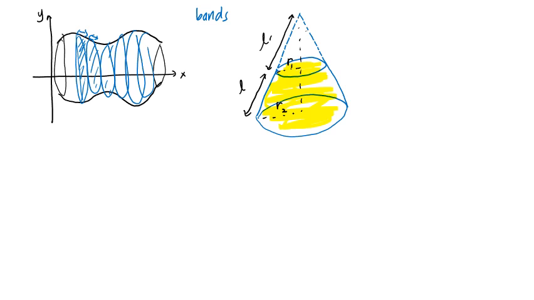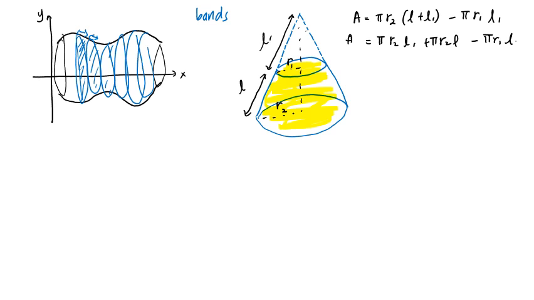So what we can do is get the area equal to the area of the bigger cone minus the area of the smaller cone that we want to remove. The area of the bigger cone is pi R2 times (L plus L1), minus the area of the smaller cone, pi R1 L1. Then we can expand and simplify this expression: A equals pi times (R2 minus R1) L1 plus R2 L. Okay, this should be L1.